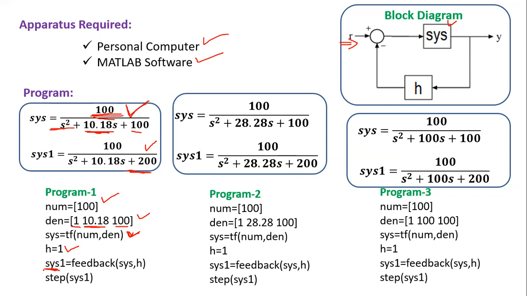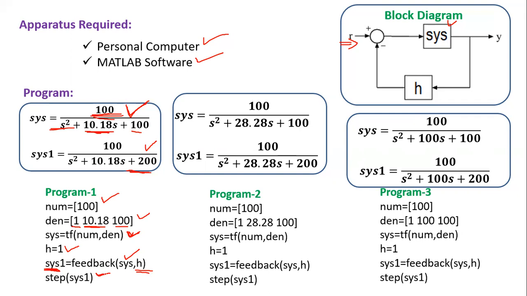The closed loop transfer function we are assuming as SYS1, which is equal to feedback of the already existing system, comma, feedback element h. The unity feedback element h will give the closed loop system. For that closed loop system, we are applying a step input. Step of SYS1 will give the final output.